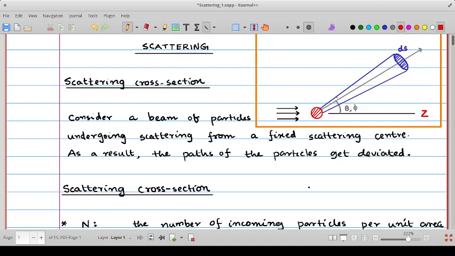And we can consider a solid angle in a given direction given by theta and phi, and at a particular distance r from the scattering center, the area dS corresponding to the solid angle is given by r squared d omega. Now we can think of the flux of the incoming particles and the number of particles that is scattered into an infinitesimally small solid angle in a direction theta and phi, and describe quantities like the scattering cross section.